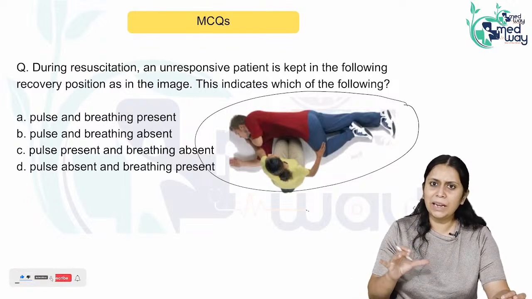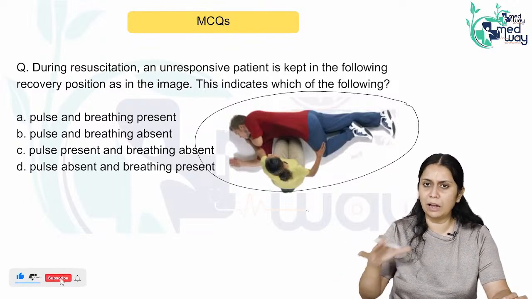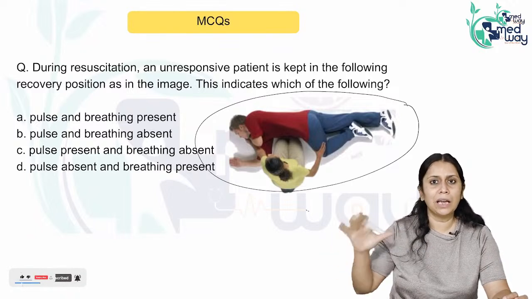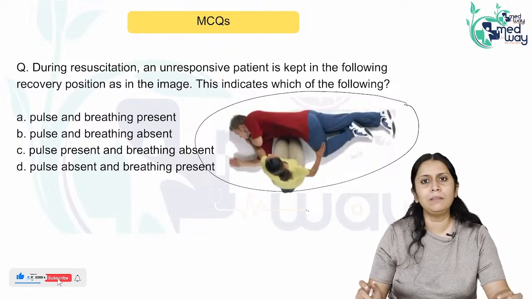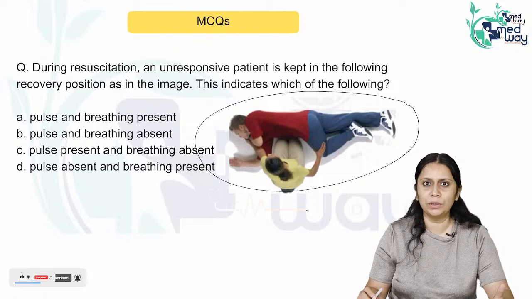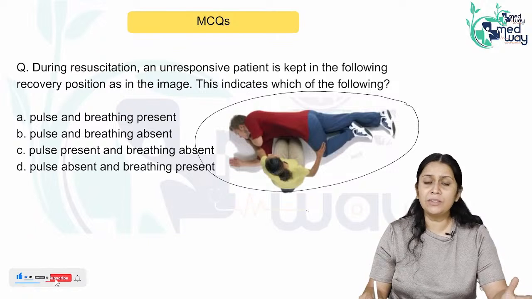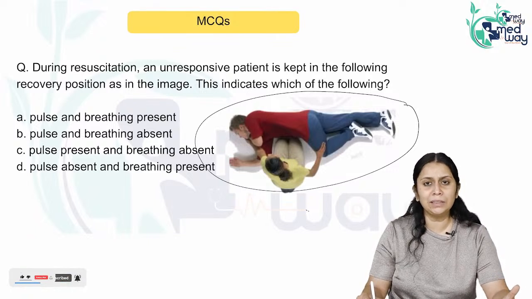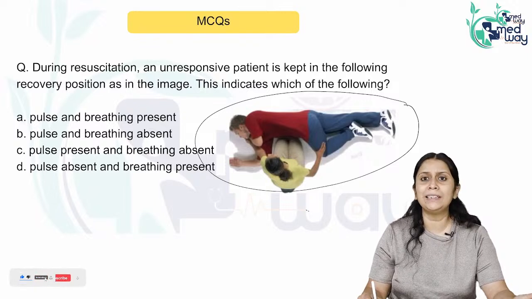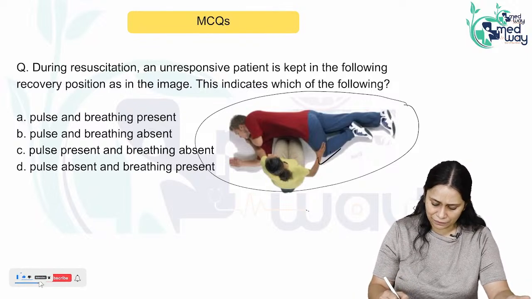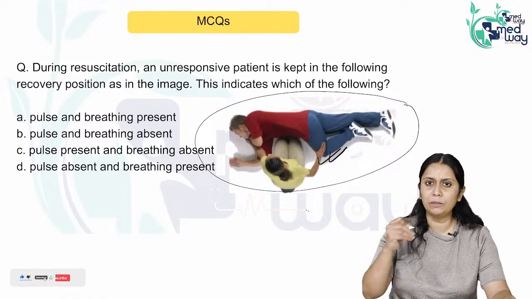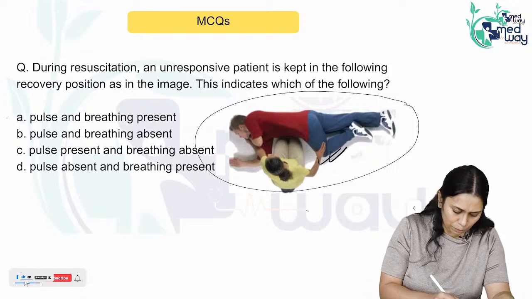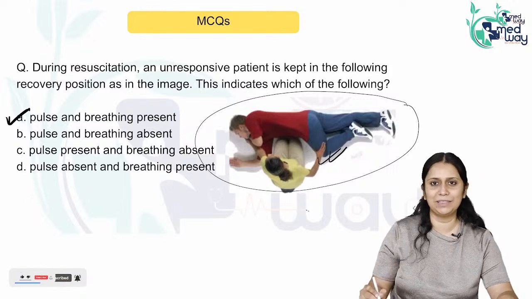Whenever we get an unconscious or unresponsive person, after making the scene safe and calling for help, we assess the pulse and breathing, and our further management depends upon the presence or absence of pulse and breathing. If both are present, the patient is not in cardiac arrest nor in respiratory arrest. In that case, we just have to prevent any aspiration, and we make this recovery position. This position prevents aspiration. So pulse and breathing present, we make this position.